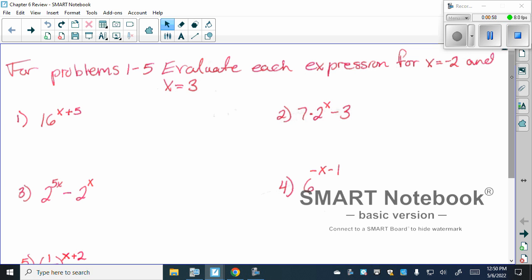So what we're going to do is go through this review sheet today, and we're going to start off with these first few here. We want to evaluate each one of these when x is -2 and when x is 3. Is there any one of these 5 that y'all want to look at in particular?